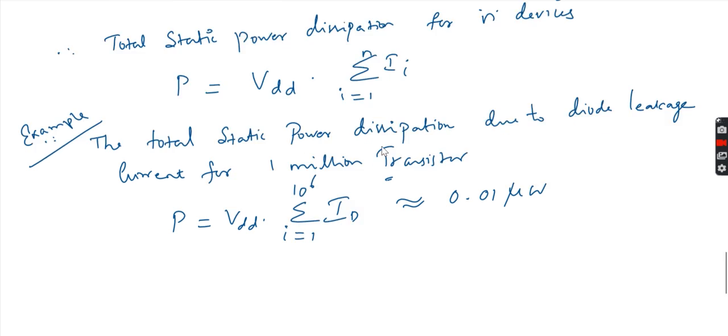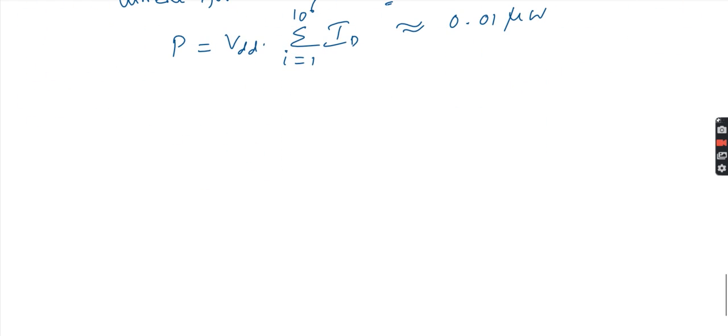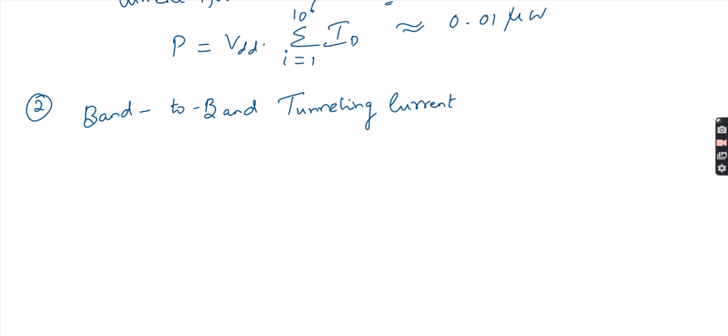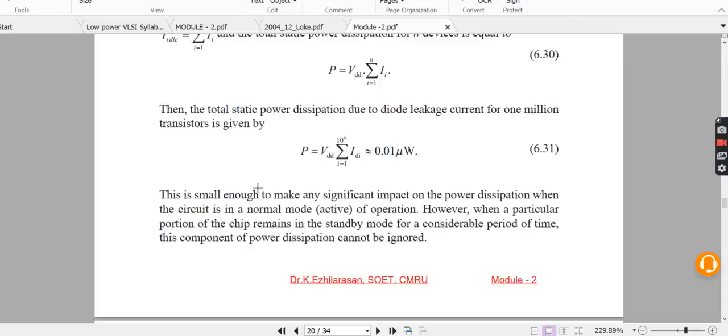Next, we'll go for the second mechanism. The second mechanism is band to band tunneling current. Band to band means valence band to conduction band. Now let us take the figure for that especially.